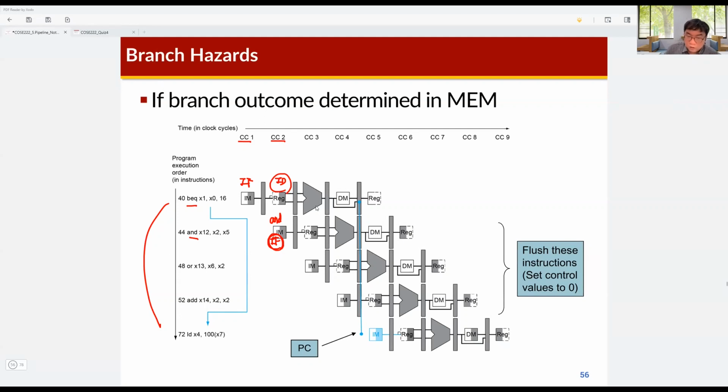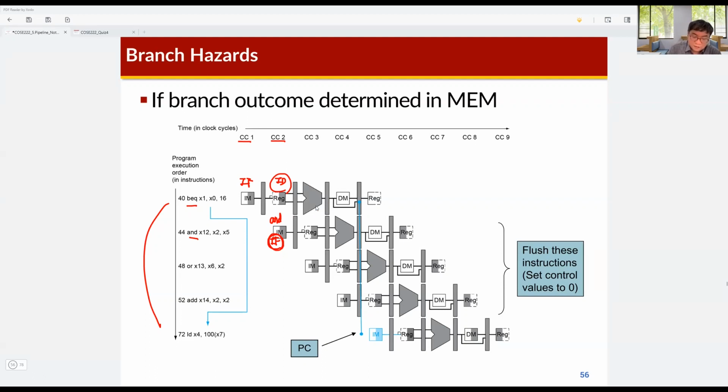If you see BEQ X1, X0, we need to check the data from two registers. Then this comparison is performed by the ALU. Until these operands are processed by the ALU, we don't know the result of this branch instruction. The ALU is located inside the EX stage, so we don't know yet.